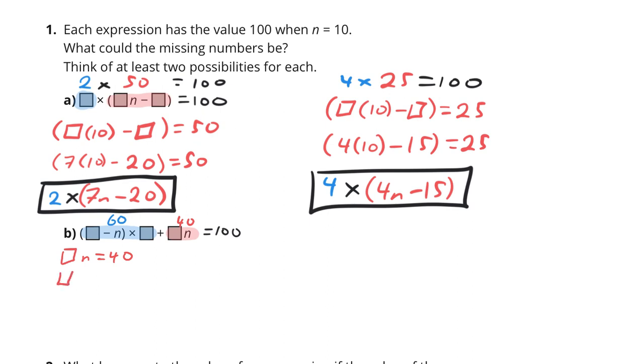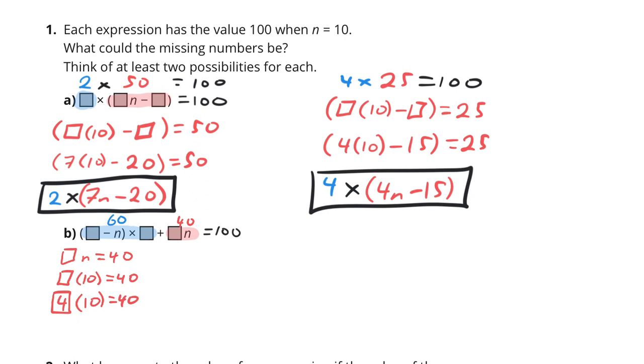We should substitute the n with a 10. That's going to be 40. And inside that box, well, it can only be a 4. 4 times 10 is going to be a 40. So now we know what goes in that first box.